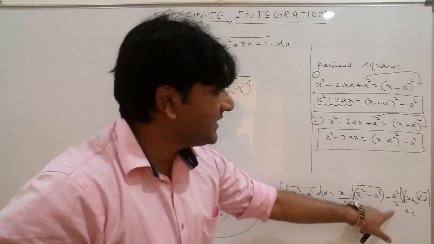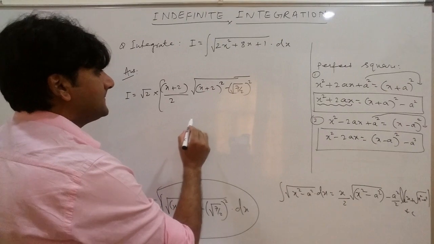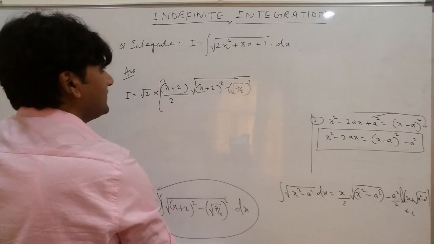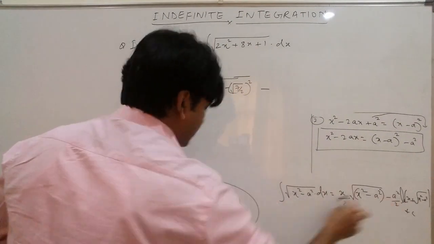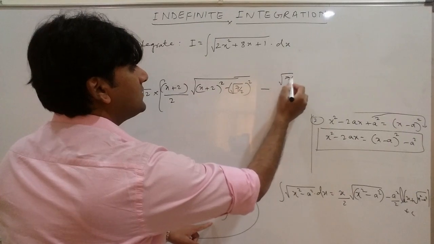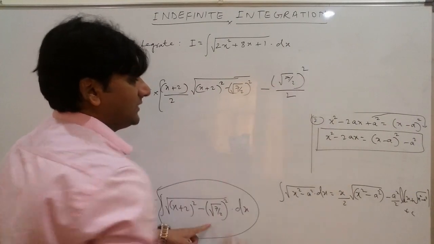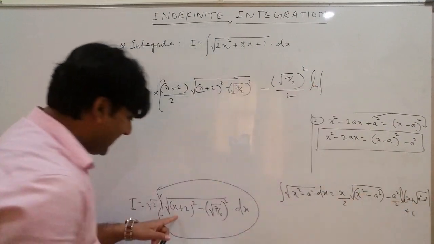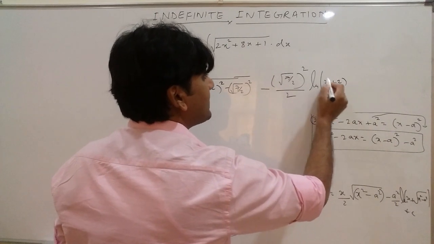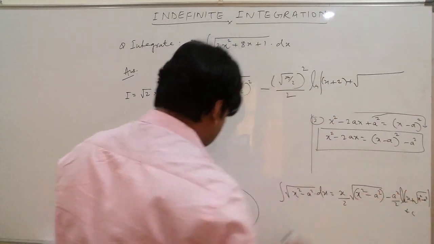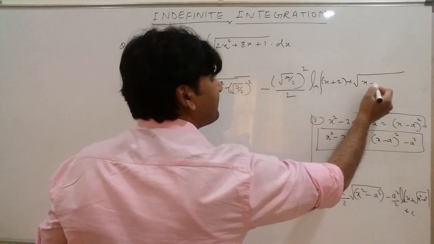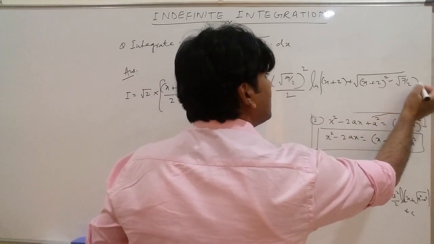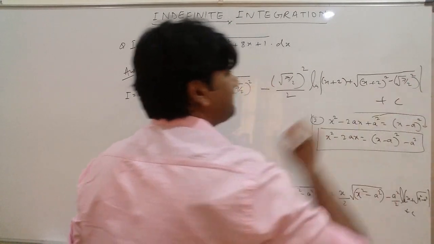So first part we got. Then minus a square by 2. What is a square? Root 7 over 2 whole square by 2. Then I have ln x plus, what is x? X plus 2. So x plus 2 plus root of x plus 2 whole square minus a square. What is a? Root 7 over 2 whole square, mod, plus c.